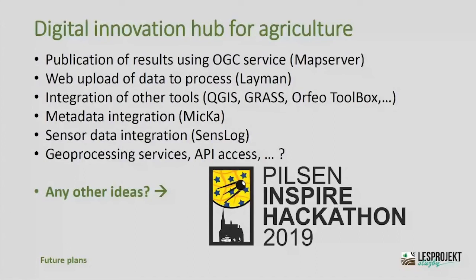There's also an option to integrate sensor data. For example, on the fields, there can be some sensors for humidity or whatever, sending data very frequently. So you can combine this in situ data with satellite images for other nice applications. There can be ideas on geoprocessing services, API access, and so on and so on. So there are really many ideas. This is just the very beginning, and we're looking forward to the Pilsen INSPIRE Hackathon to get more ideas from participants, because that's why we are doing this.